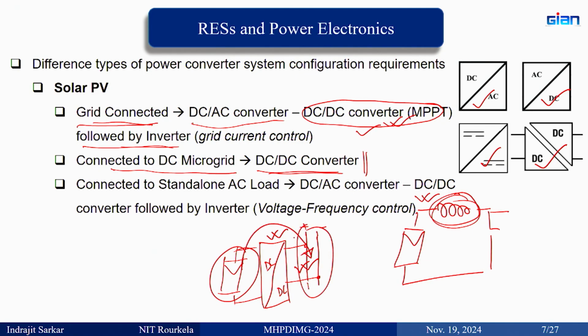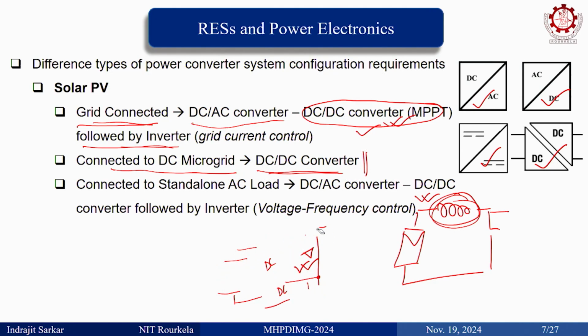But when this voltage is not defined, then you need something else. This converter may not be suitable to extract MPPT power, because the solar PV power varies like anything with the irradiance level, temperature level, everything. So that may not be feasible.